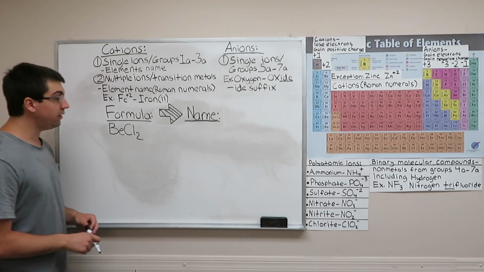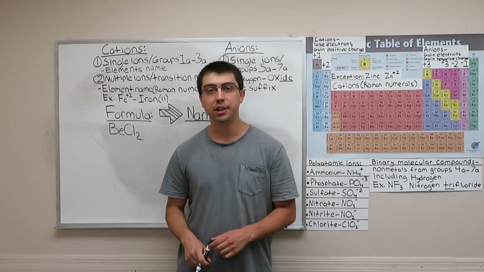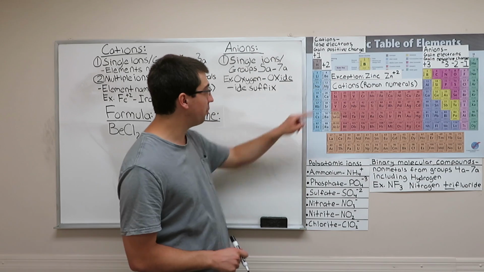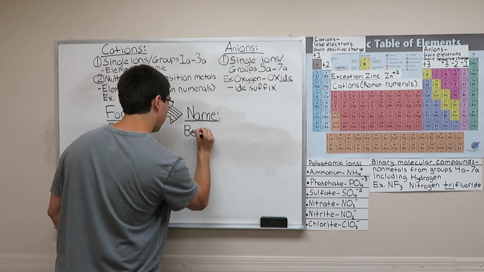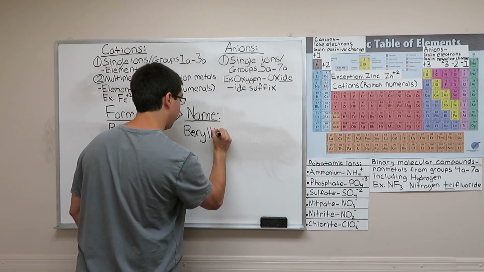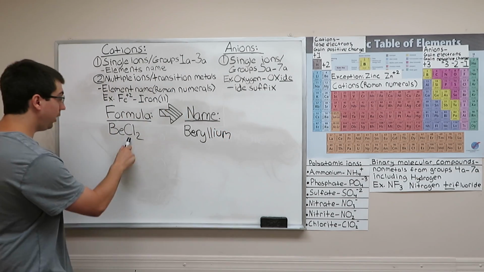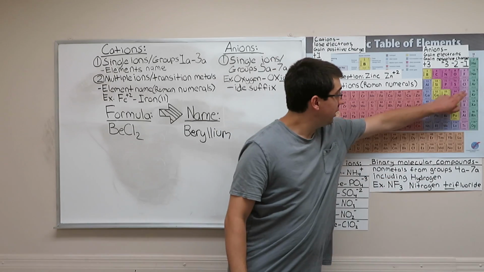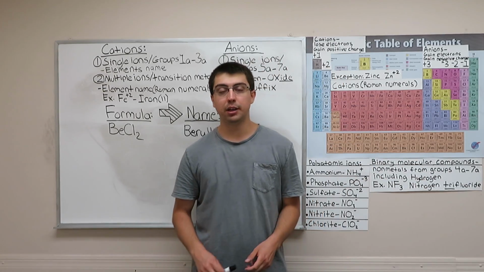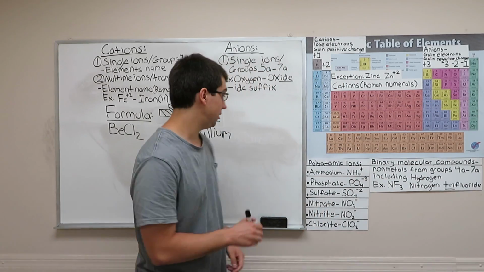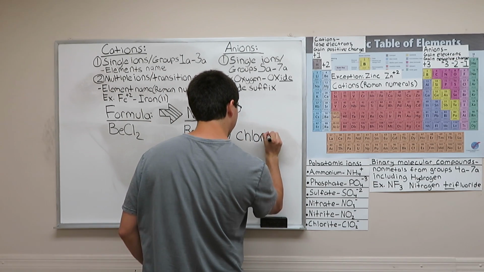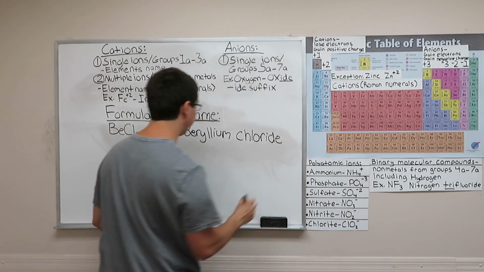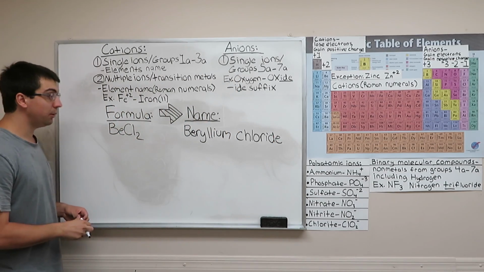Our formula is BeCl2. First, we need to write down each element's name. Be is beryllium. We have Cl. Cl is chlorine, and since we're naming a compound, we're going to call it chloride. And the name is beryllium chloride.